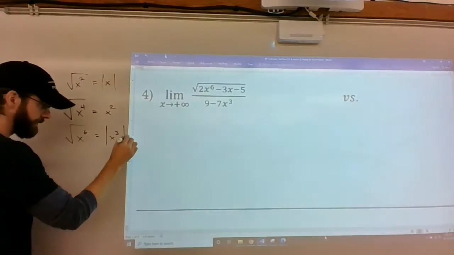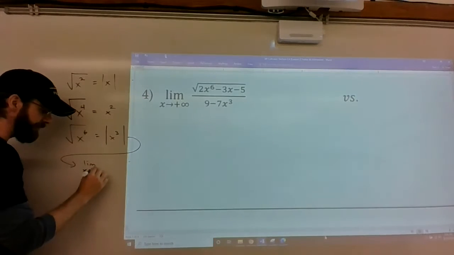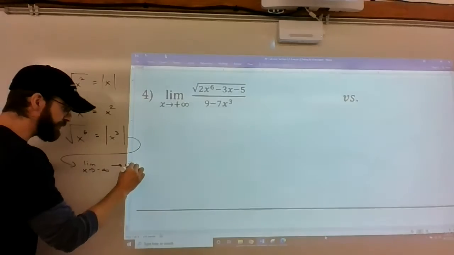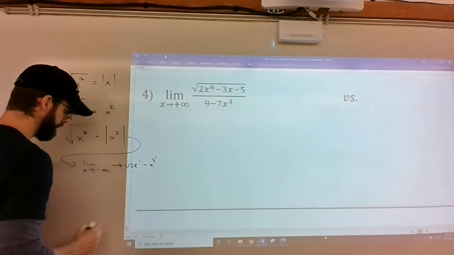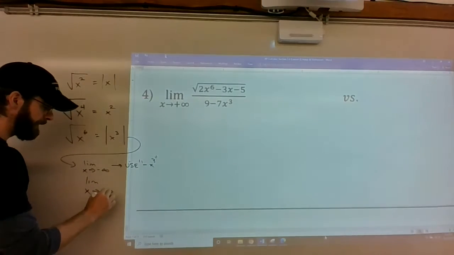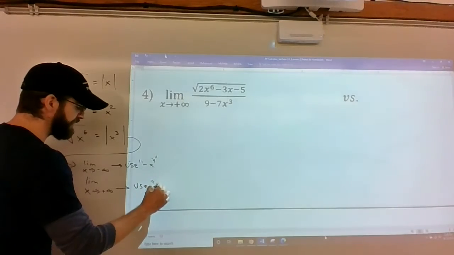Which means the limit as x approaches negative infinity, you would use negative x cubed. The limit as x approaches positive infinity, use positive x cubed.